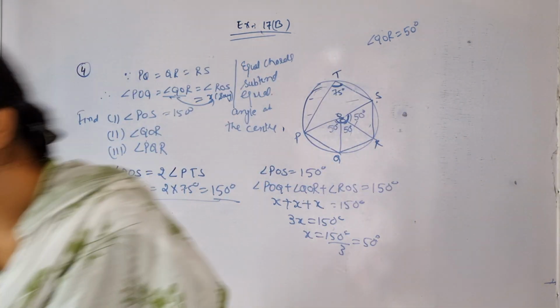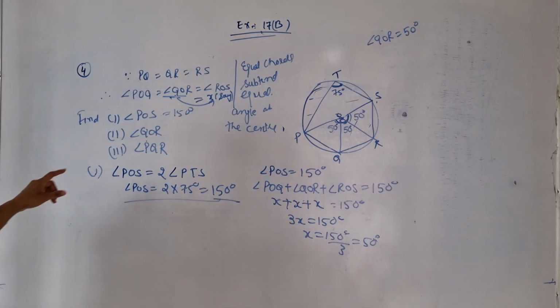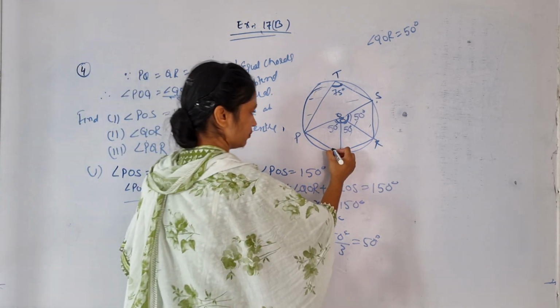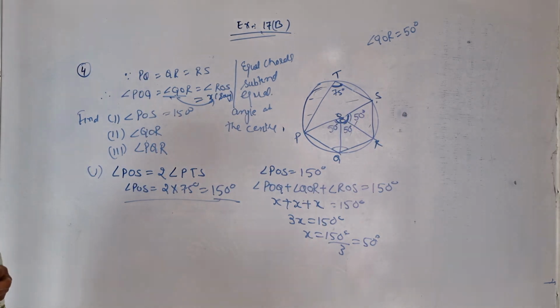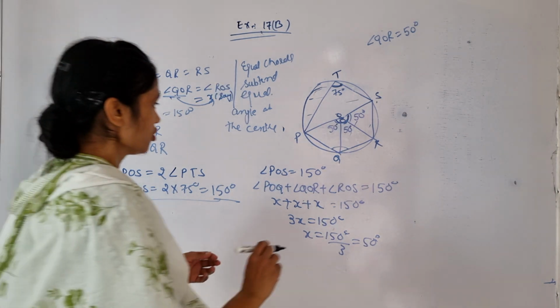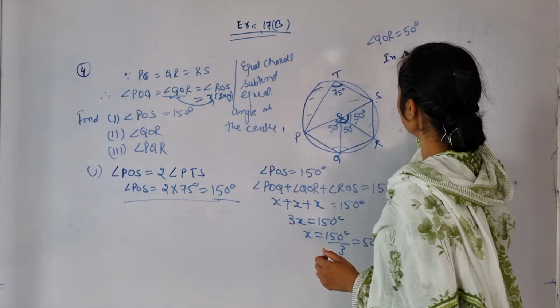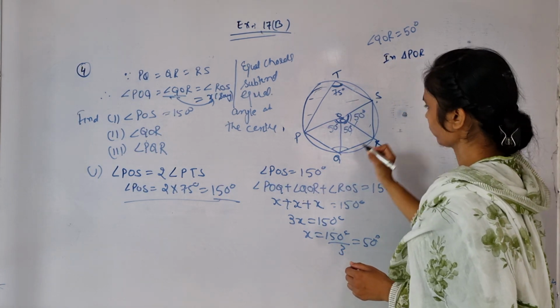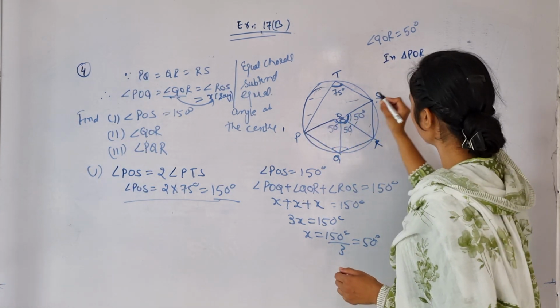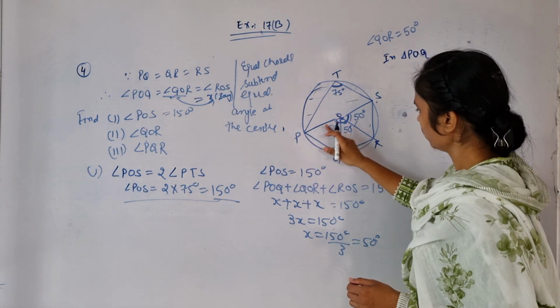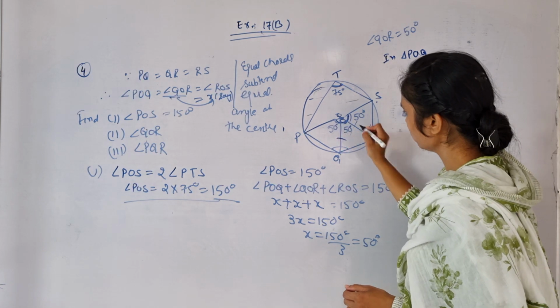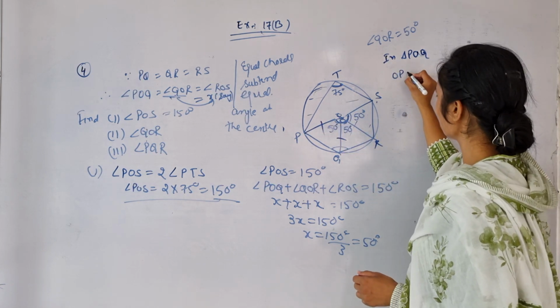What is the third part? In the third part, we need to calculate angle PQR. How can you calculate this? See, this type of condition we have already used in the second sum. If you take the triangle POQ, sorry, today I'm making a lot of mistakes, in triangle POQ these two lines are equal. OP is equal to OQ.